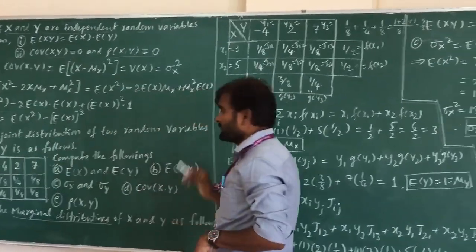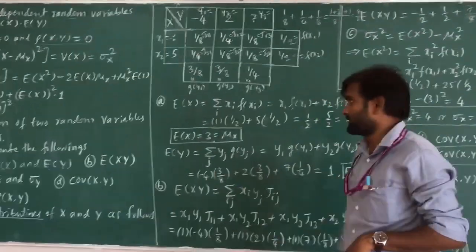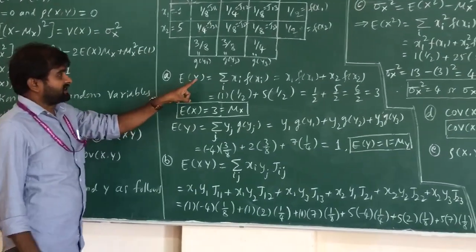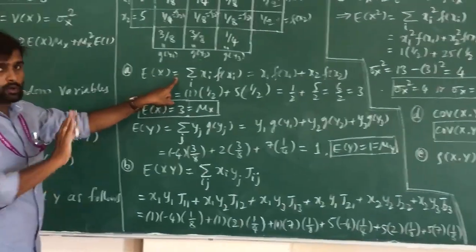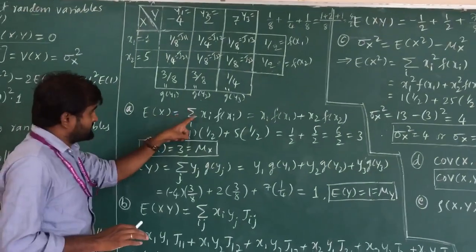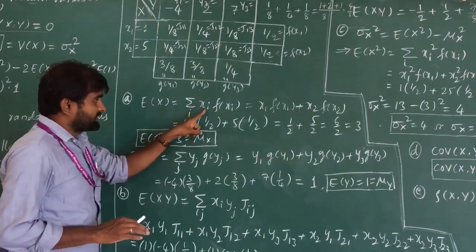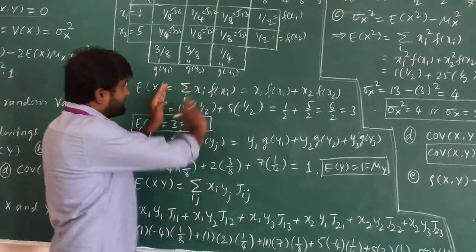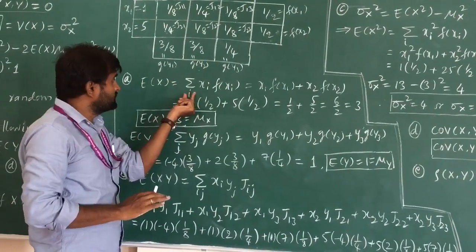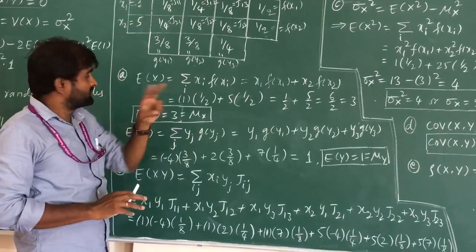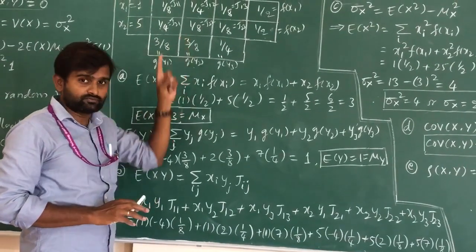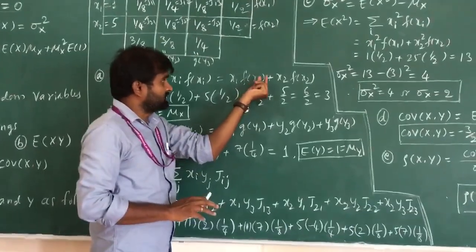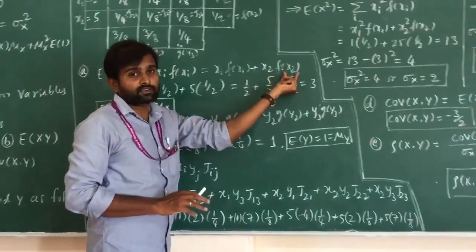Now compute the expectation of x and expectation of y. First one, A. Expectation of x equal to, we know the expression, summation over i of xi into f of xi, where x is a variable having 2 values, so i equal to 1 to 2. Now x1 f of x1 plus x2 f of x2.